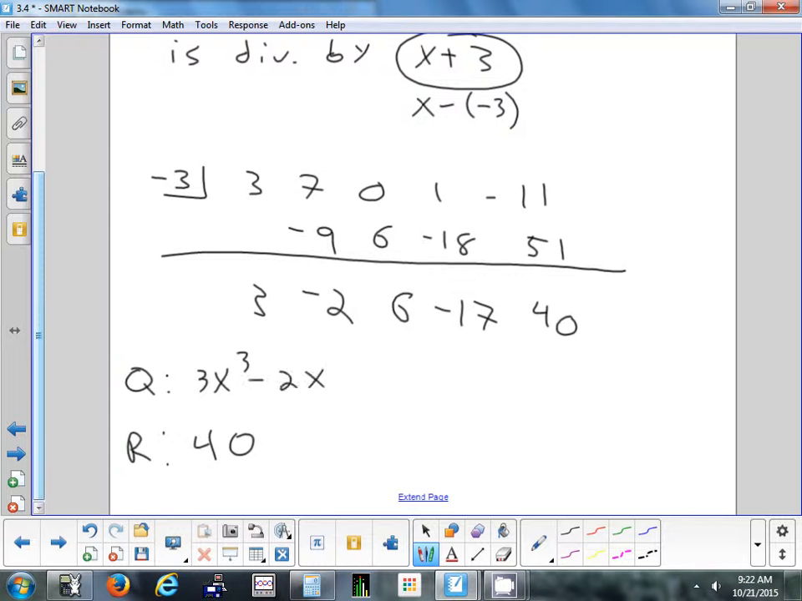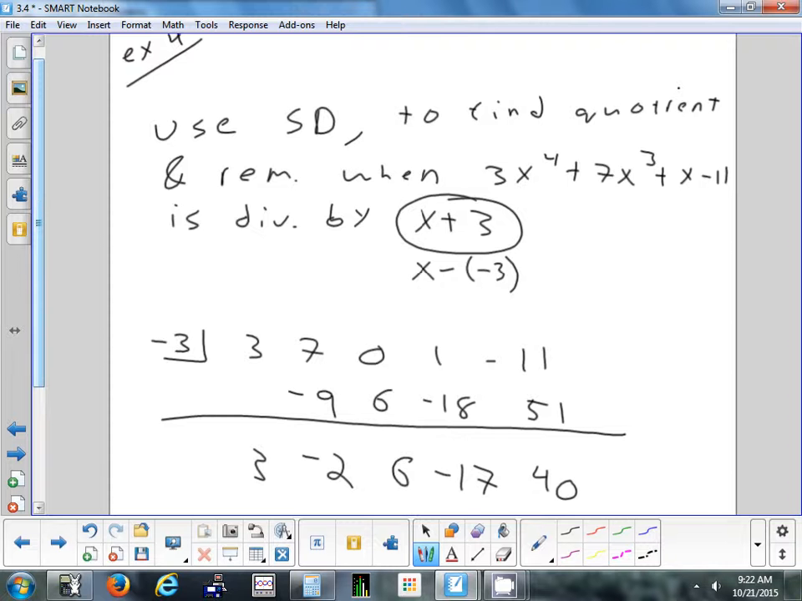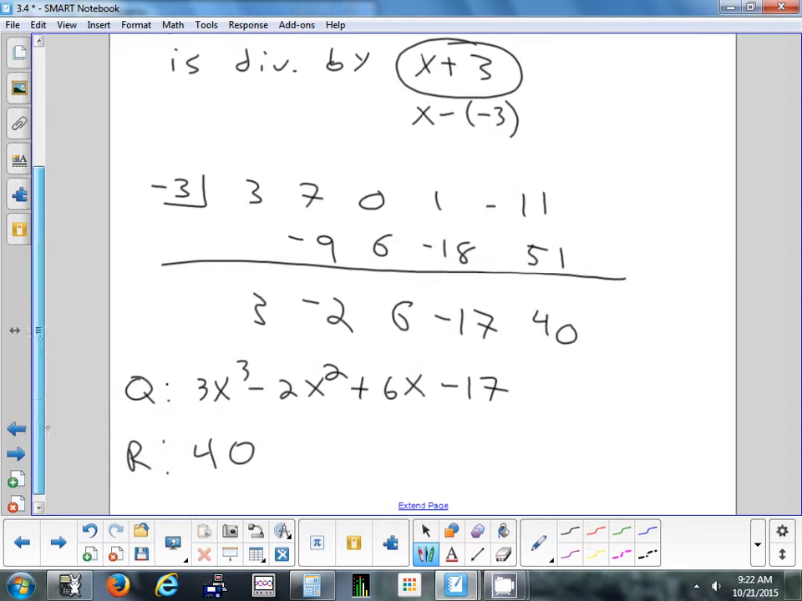Yep, Upi. 3x cubed minus 2x squared, what? Positive 6x, right? Yep, positive 6x minus 17. Okay, so there's your constant, x term, x squared, x cubed. So now I could ask you, is x plus 3 a factor? No, it didn't go in evenly. There was a remainder.